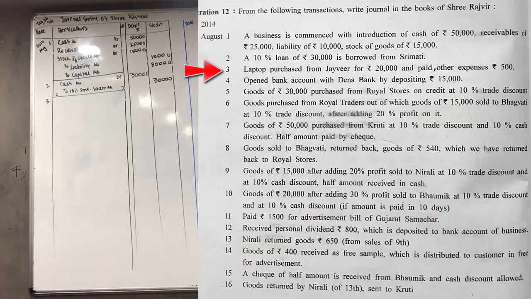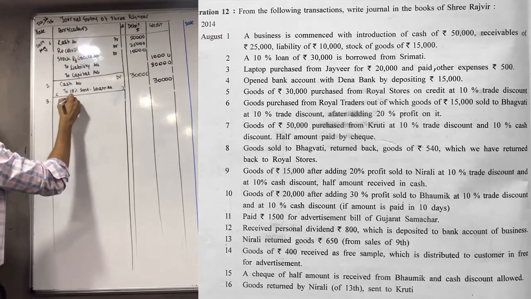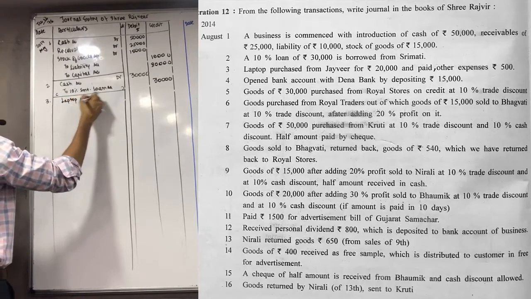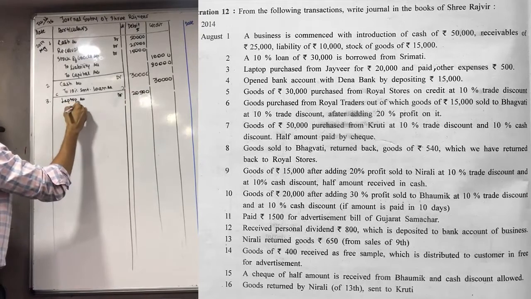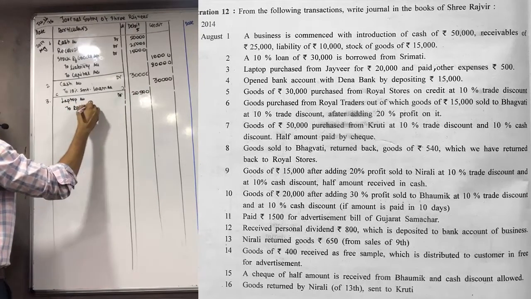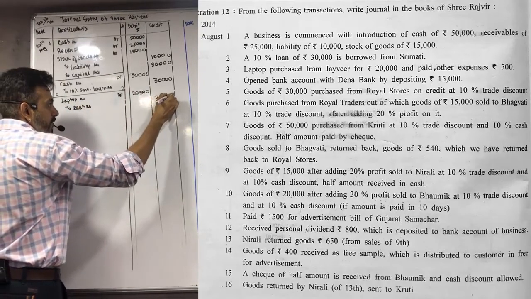Third. Laptop purchased from Jaiveer for 20,000. Now, are we paying money to Jaiveer? No. And paid other expense of rupees 500. Laptop account debit 20,500 to cash account 20,500.